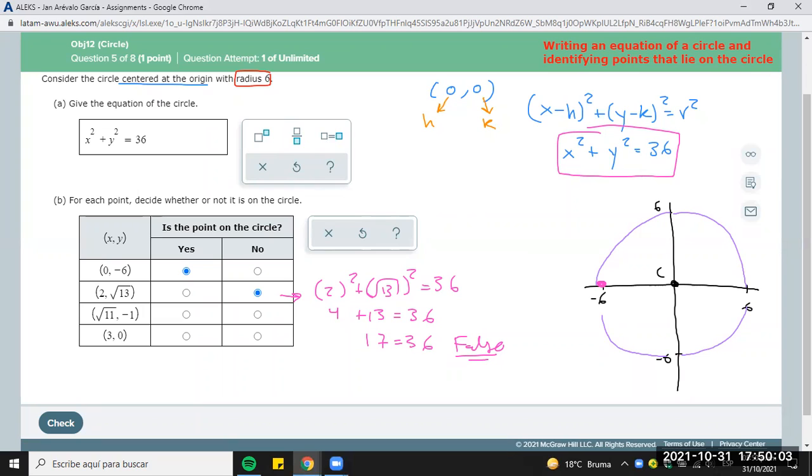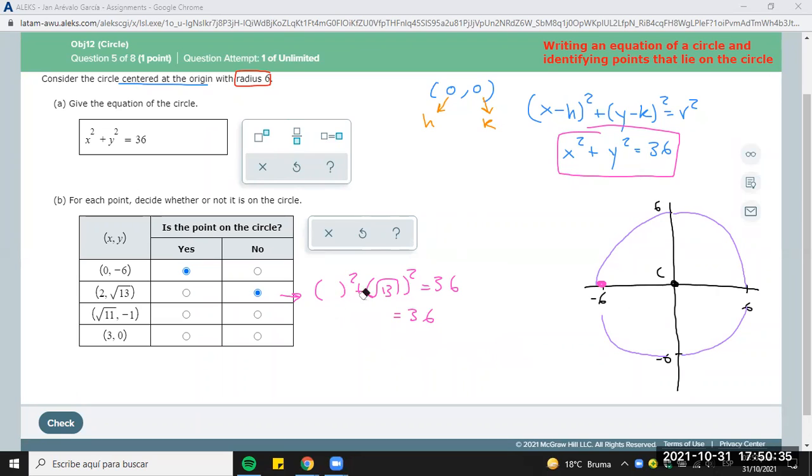I don't know how much minus 13 is, but I know how much the square root of 13 is. It has to be a little bit more than 3, like 3.5. That should be like 2, comma 3.5. It should be about here. So this is not over the circle, right? Over the circumference. So it makes sense that it is not in the circle.